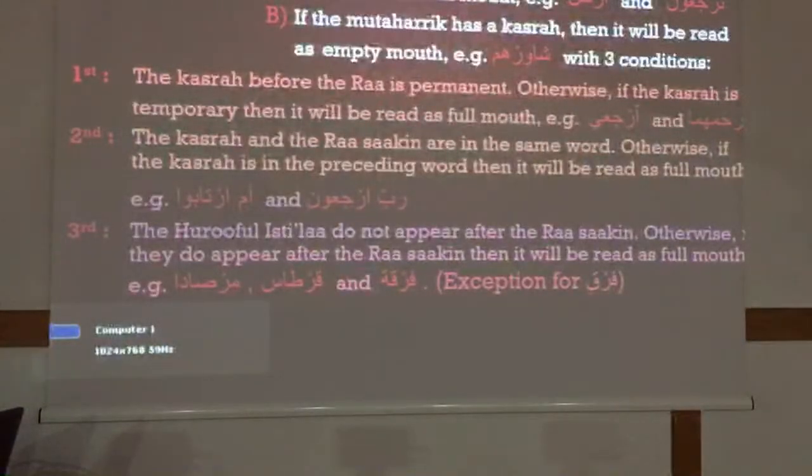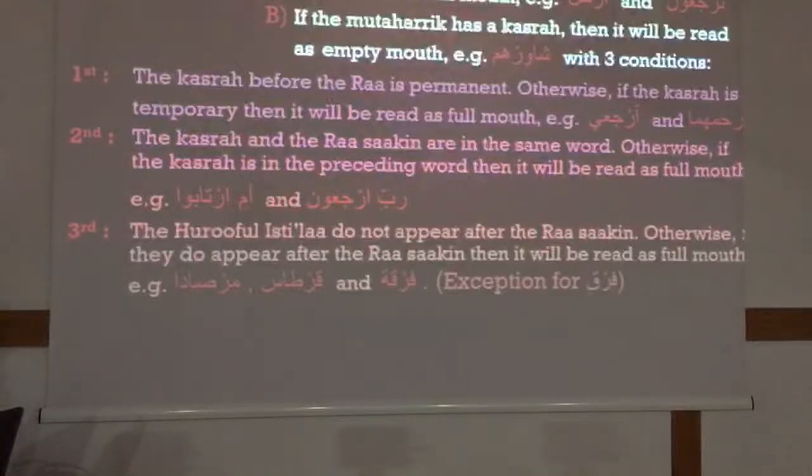However, there's one exception, okay? There's one exception, and this exception is up to you, however you want to read it. And this exception is the word firqin. Here, let's look at it. Firqin. We have the kasra before the ra, and it's in the same word, but there's a qaf after it. Qaf. Huruful isti'la.